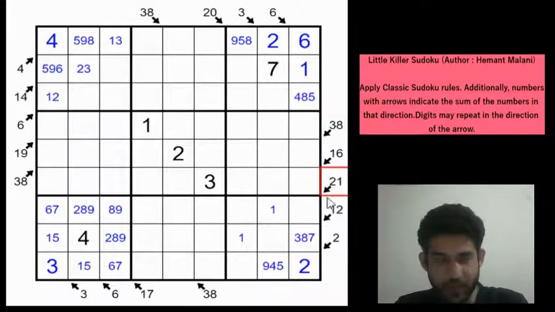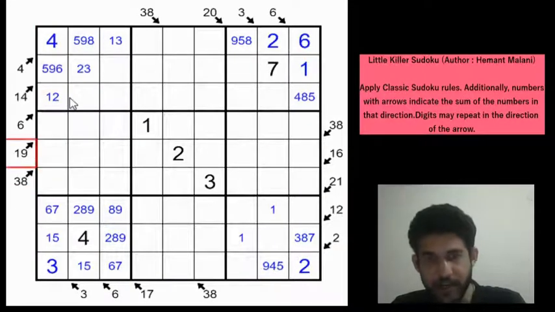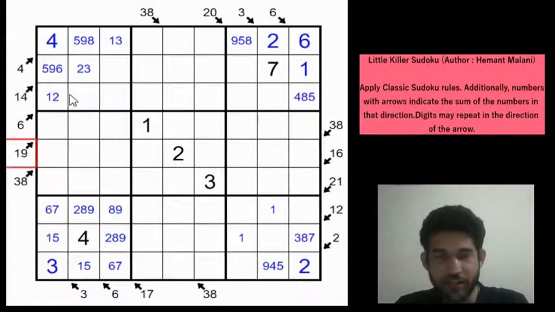Not much can be done here for now, so let us leave it. We have already got some information here, so let us see if we can get some information from this clue, because this box is almost filled. You have a 19 here, right? Okay, wow, this is interesting because we have placed already 1, 2, 3, 4 here.